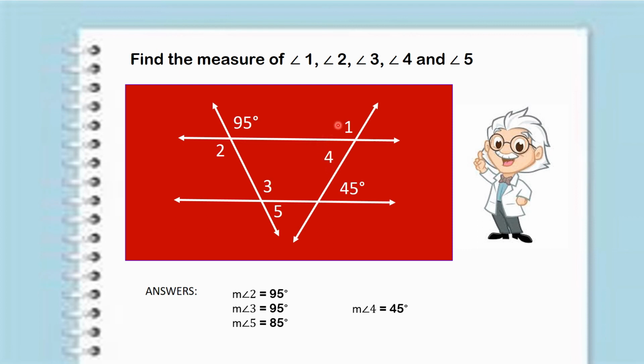And how about angle 1? If we observe, angle 4 and angle 1 are a linear pair. So therefore, if angle 4 measures 45 degrees, the measure of angle 1 is 135 degrees. When you check, 135 degrees plus 45 degrees, the sum is 180 degrees.